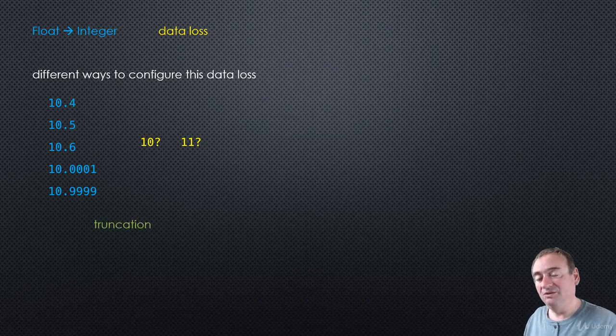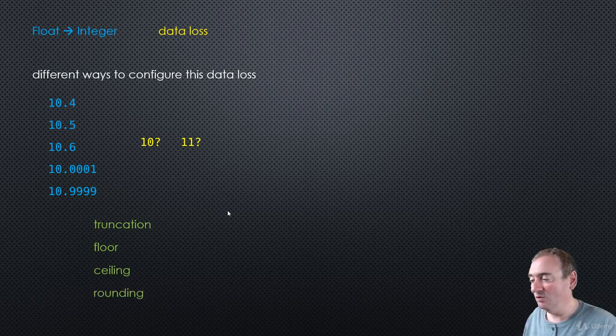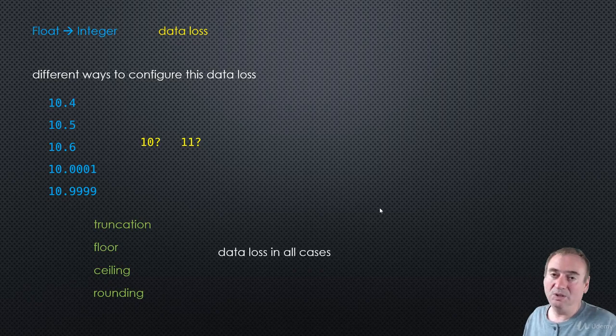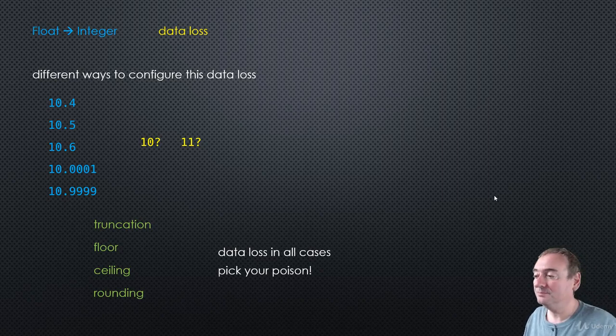So there are different methods we can use to do all this, and we'll take a look at that in the next few videos. We have truncation, we have floor, we have ceiling, and we have rounding. In this video, we'll take a look at the first three. We'll keep rounding for a separate video because that can get into a pretty detailed subject. But in all cases, you have data loss. So just pick your poison. You're going to have some data loss when you convert to an integer.